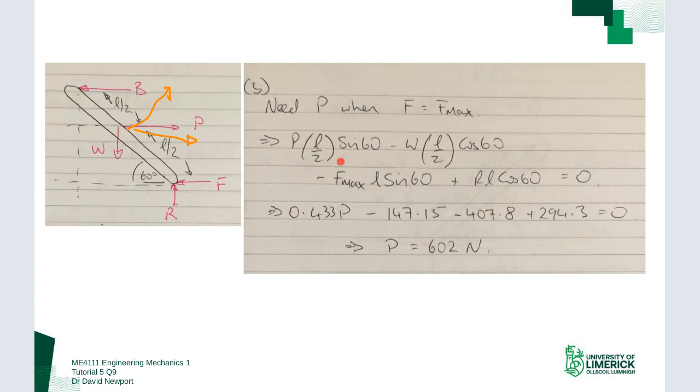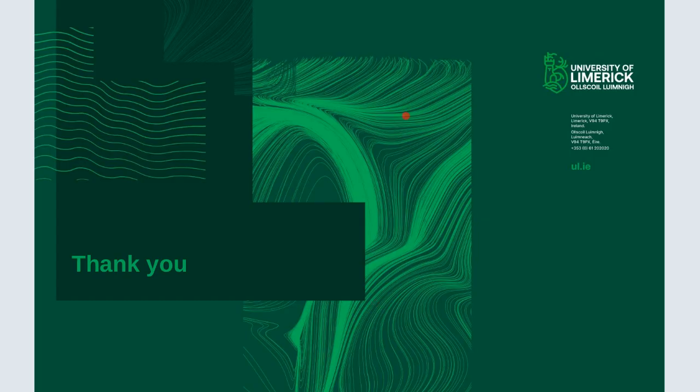Okay, so by taking moments again at point B, I have my moment equation now. P is not known, but I know what F max is. Whereas previously I knew what P was, I didn't know what F was. So I can solve, and I get P is equal to 602 newtons for that. Okay, so that's the second part of the question. Okay, that's that, and we'll move on to the last question next.